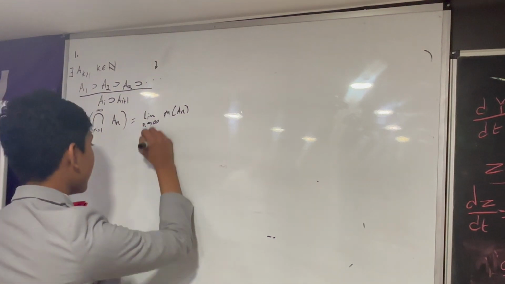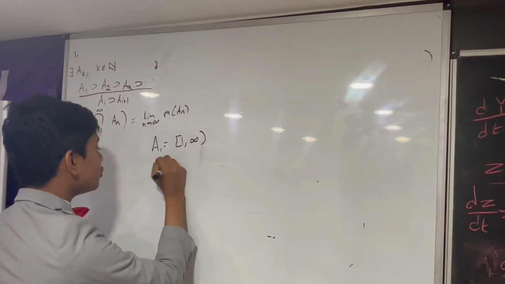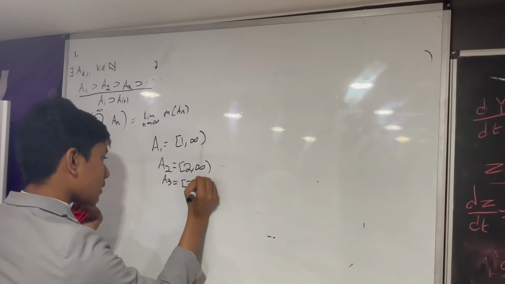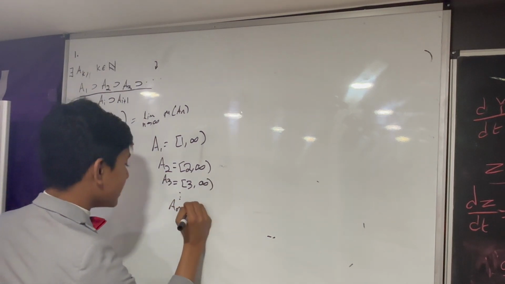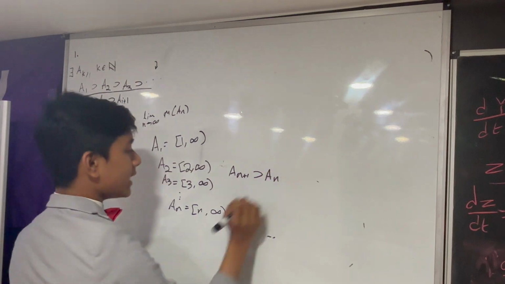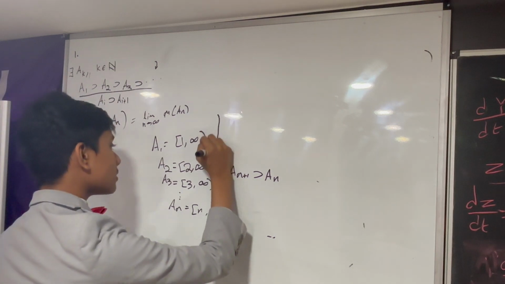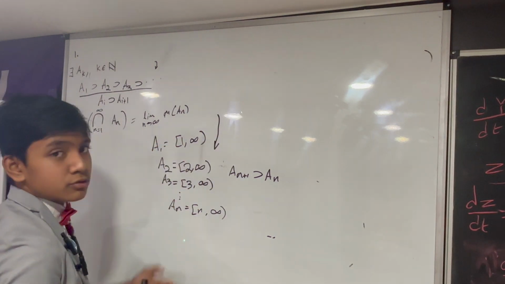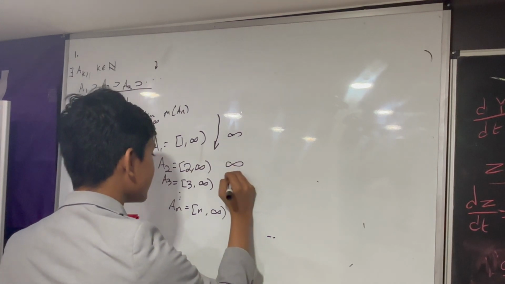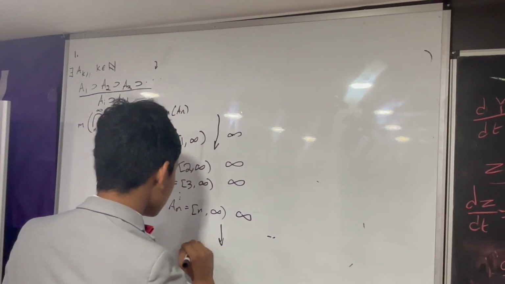Let's take A1 to be 1 to infinity. A2 is 2 to infinity. A3 is 3 to infinity, and so on and so forth, A_n being n to infinity. And so clearly A_n contains A_(n+1), with no room for equality. But the measure doesn't follow this rule. How? Well, let's see. The measure of this is infinity. The measure of this is infinity. The measure of this is infinity. In fact, the measure of all of these sets is infinity. Hence, the limit of the measures should be infinity.